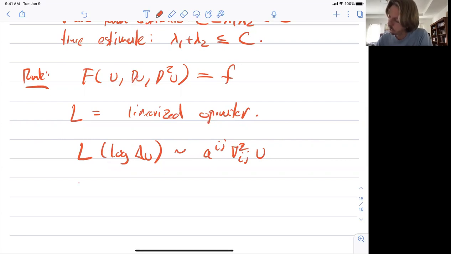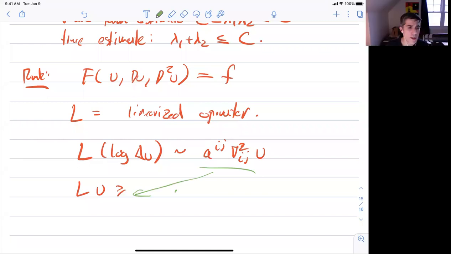And then, to actually get control over this, one will need to include L of U itself. And somehow this will bound some term of this type. Inevitably in these problems. I'm being very rough.